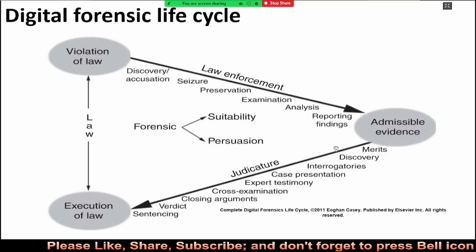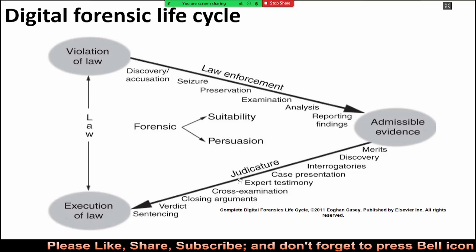Then discovery goes on. First, the analysis of this report is done by the law itself. Then the interrogators are there: two lawyers, one for the offender or suspect, and one for the victim. They exchange their views on this evidence and try to contradict each other's evidence. The case gets presented before a panel of judges or a single judge.